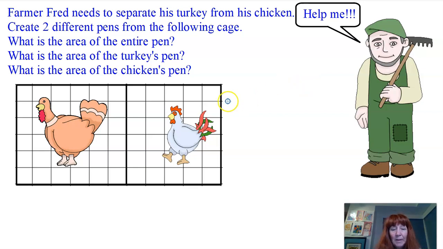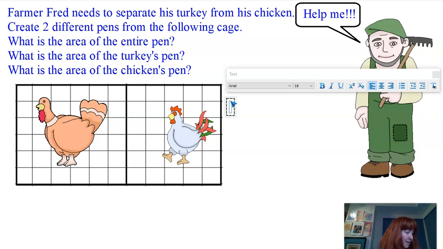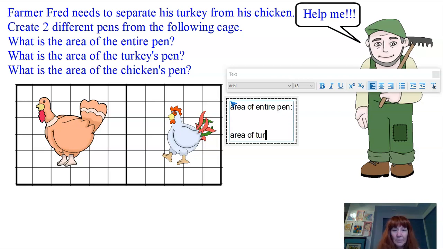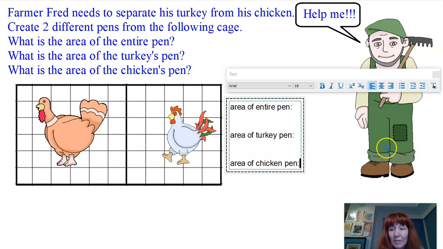And then I'm going to type out my questions. Your questions are on the bottom. I'm going to put mine on the side. Area of entire pen, area of turkey pen, area of chicken pen. Okay, so here's the deal.